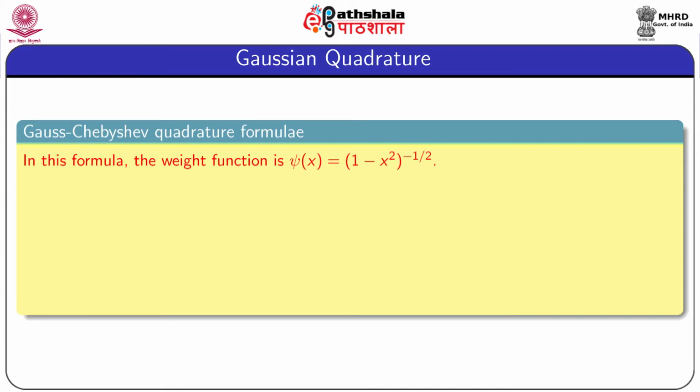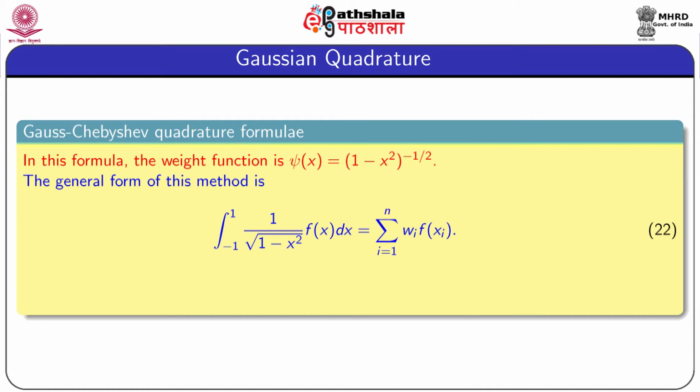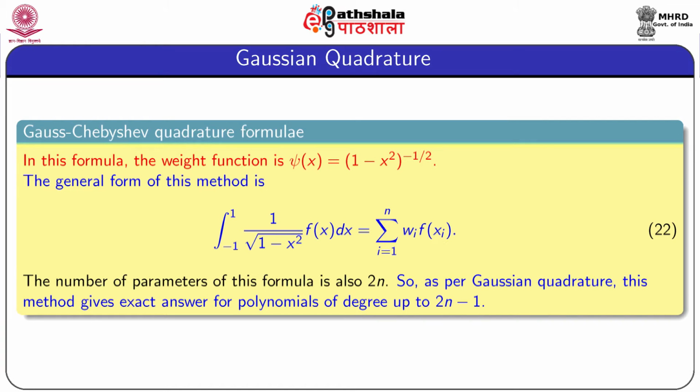Now, we consider another Gaussian quadrature formula known as the Gauss-Chebyshev quadrature formula. In this formula, the weight function is 1 minus x square to the power minus half. The general form of this formula is integration from minus 1 to 1 of 1 by root over 1 minus x square times f of x dx equal to summation i equal to 1 to n of wi f of xi plus some error term. Here also the number of parameters, that means wi and xi, is twice n. So, as per Gaussian quadrature, this method gives the exact answer for polynomials of degree up to 2n minus 1.